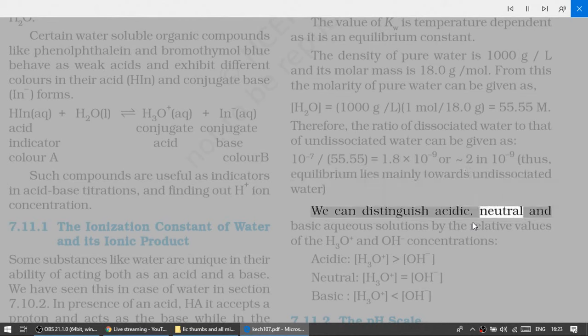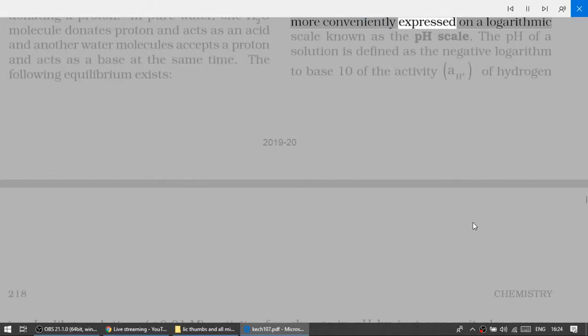We can distinguish acidic, neutral and basic aqueous solutions by the relative values of the H3O+ and OH− concentrations. Acidic: [H3O+] > [OH−]; neutral: [H3O+] = [OH−]; basic: [H3O+] < [OH−]. The pH scale. Hydronium ion concentration in molarity is more conveniently expressed on a logarithmic scale known as the pH scale. The pH of a solution is defined as the negative logarithm to base 10 of the activity of hydrogen ion.